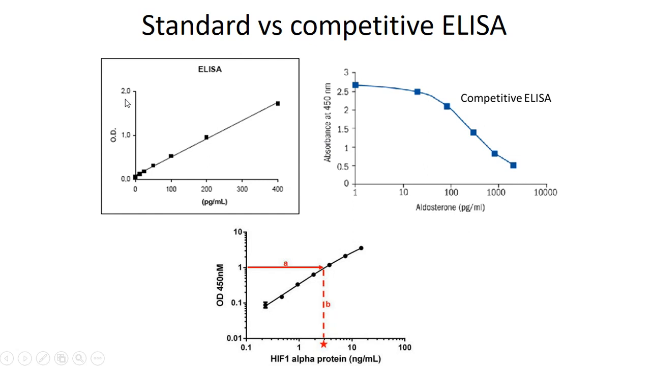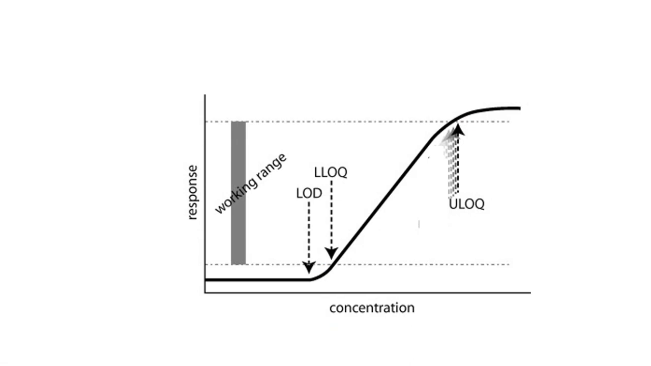The color change gives off some degree of optical density, and then you're able to relate the color change with the actual concentration. And of course it's the opposite for the competitive ELISA. Sorry, it's the same, but it's inverse. So the higher the absorbance, the lower the concentration of the product.